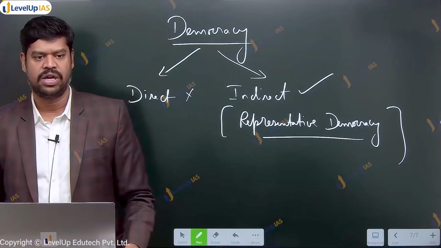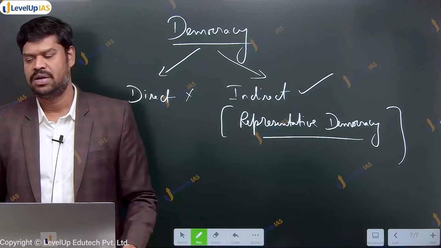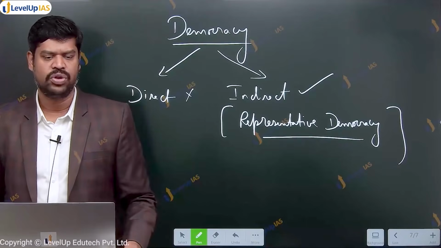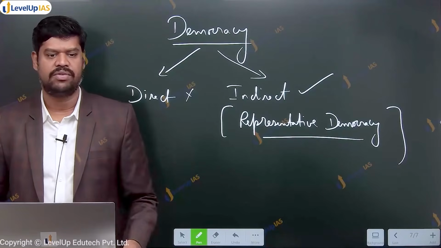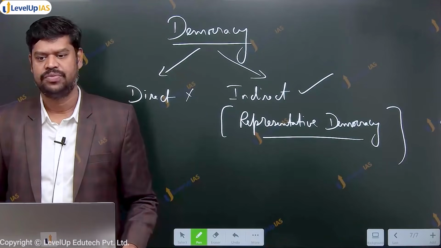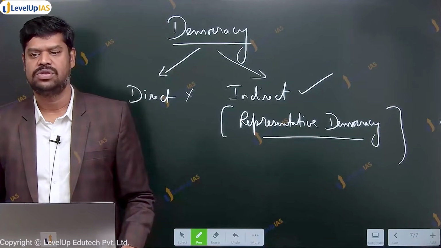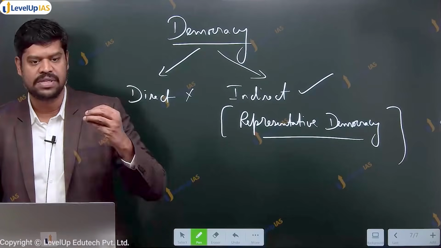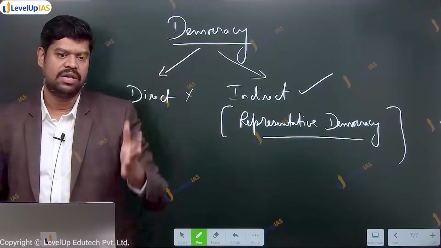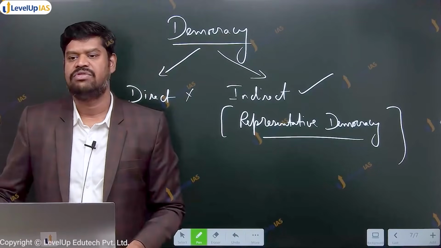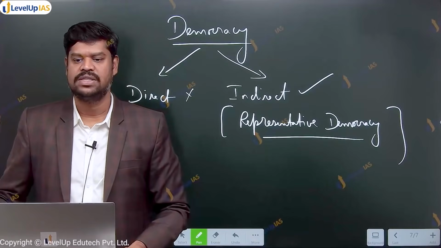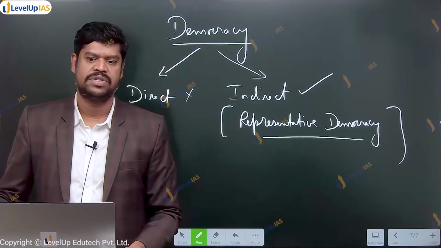We do have a democratic government, but you and me as people, do we directly have something to say in the governance or in the government? Rather, what we do, we only elect our representatives. On behalf of us, the representatives will control the government or run the government. And such a form of government is what is called indirect democracy or representative democracy.